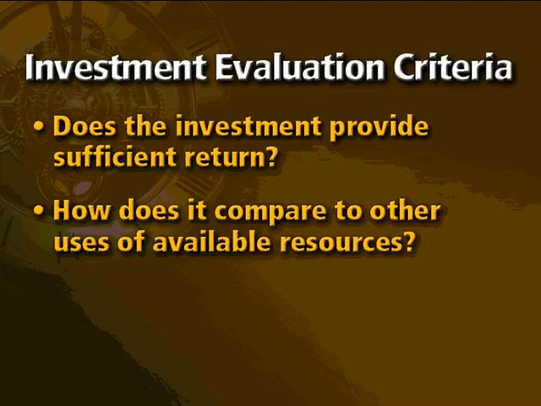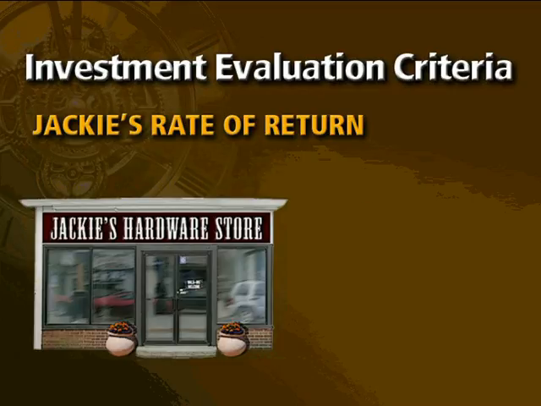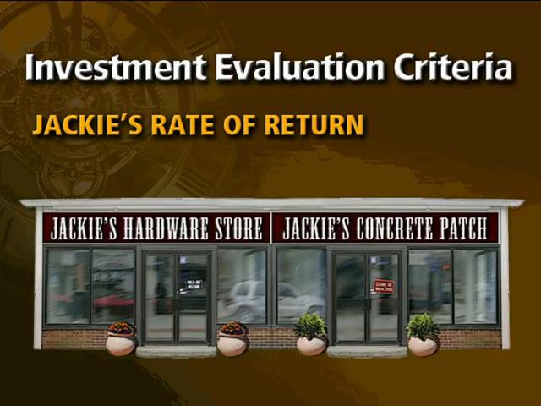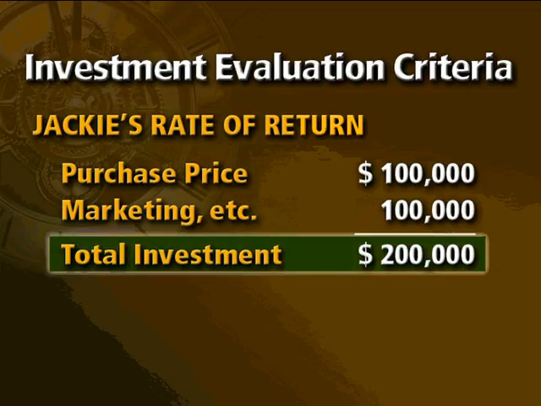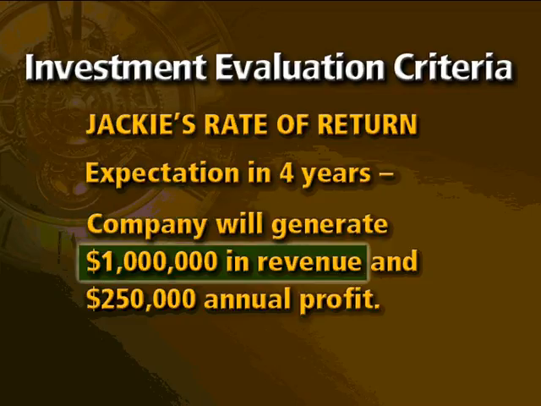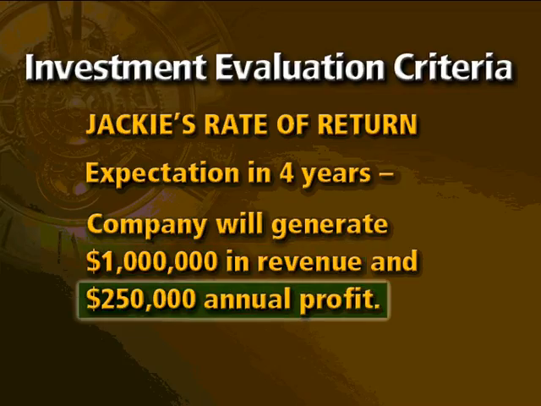Looking at an example, Jackie was offered the opportunity to buy a company which has developed a patch for concrete but is yet to reach commercial acceptance. She can buy the company for $100,000 and expects to spend an additional $100,000 to bring the product to commercial acceptance before she can start selling it and deriving revenue. So her total initial investment is $200,000. If her expectations are met, she believes that in 4 years she can generate revenue from that company of $1 million a year and corresponding profits of $250,000 a year. In her mind, that would imply a value of $1 million 5 years from now.